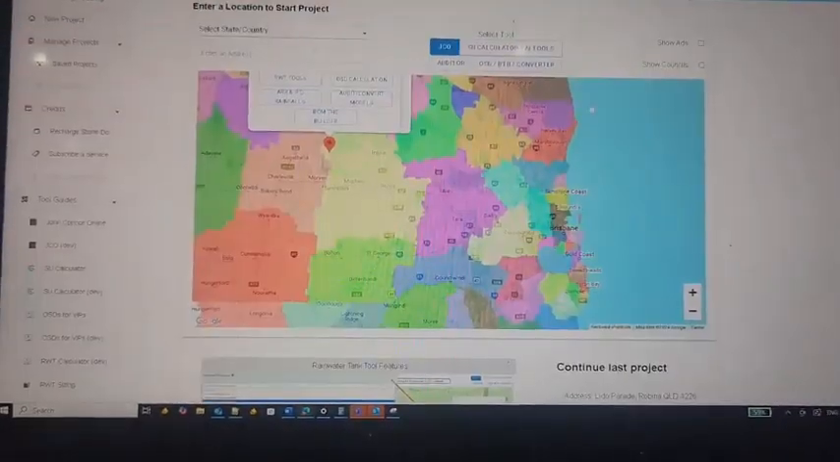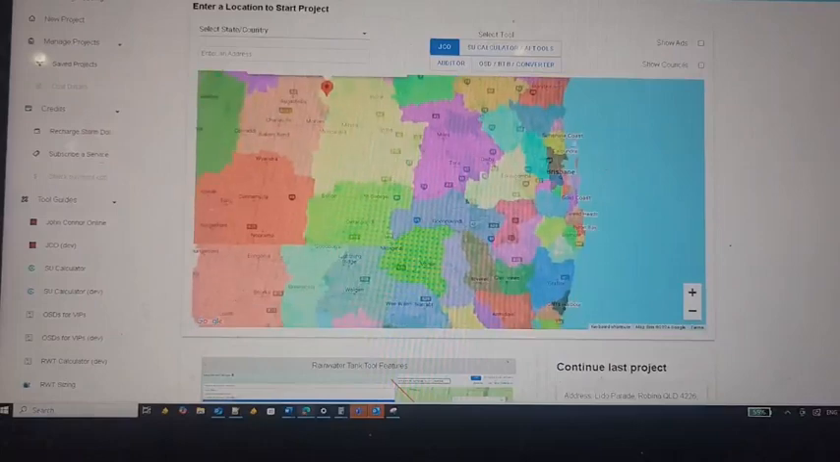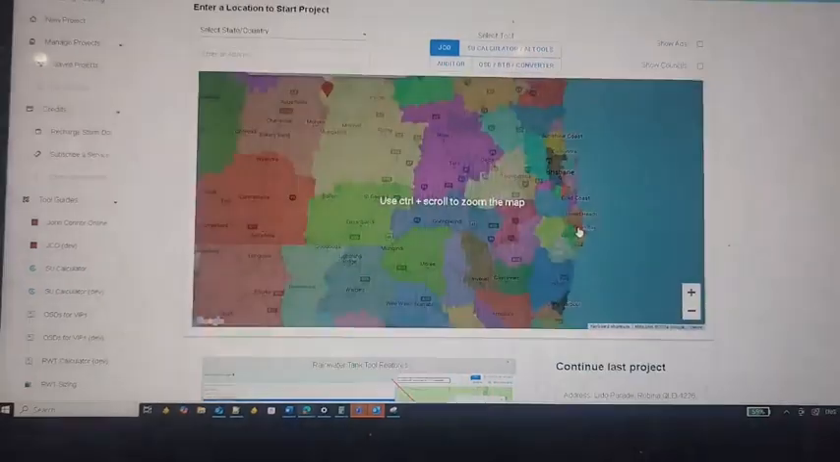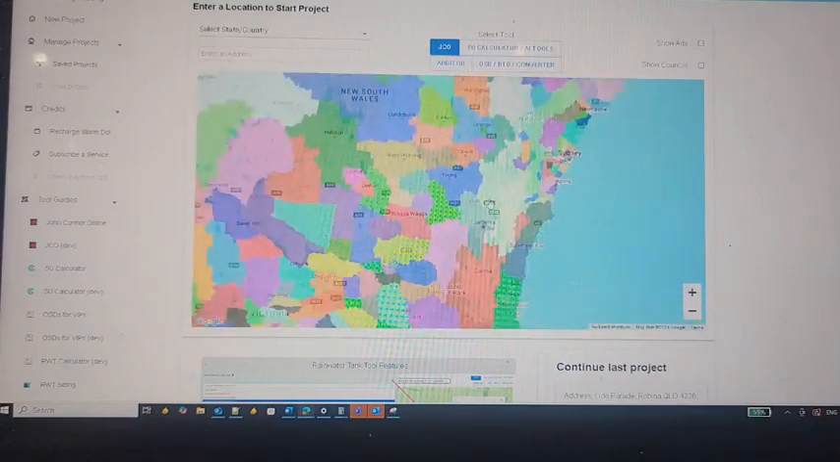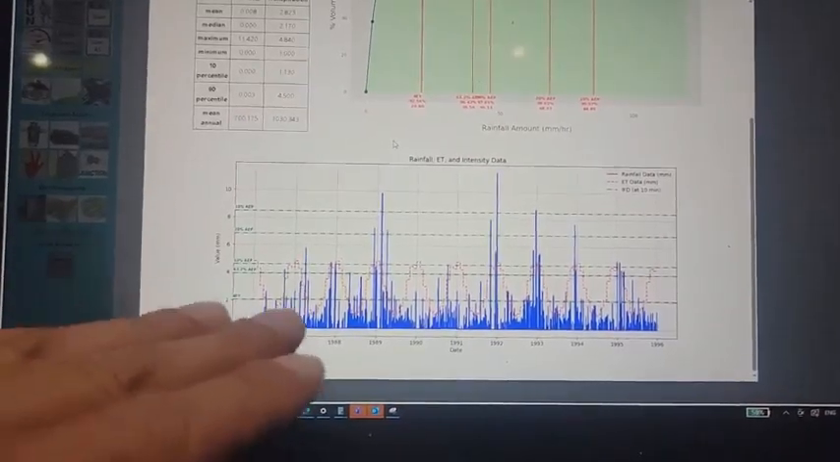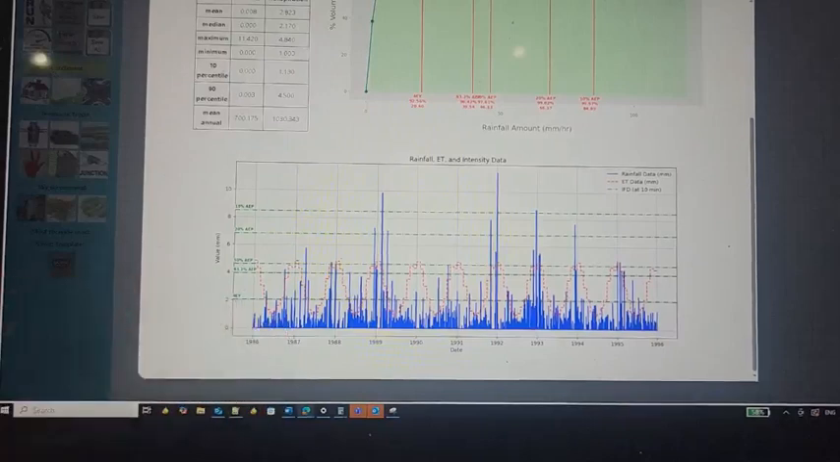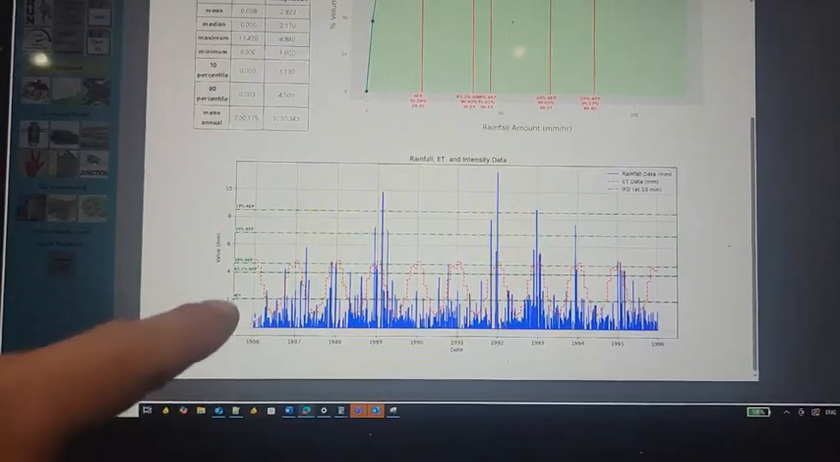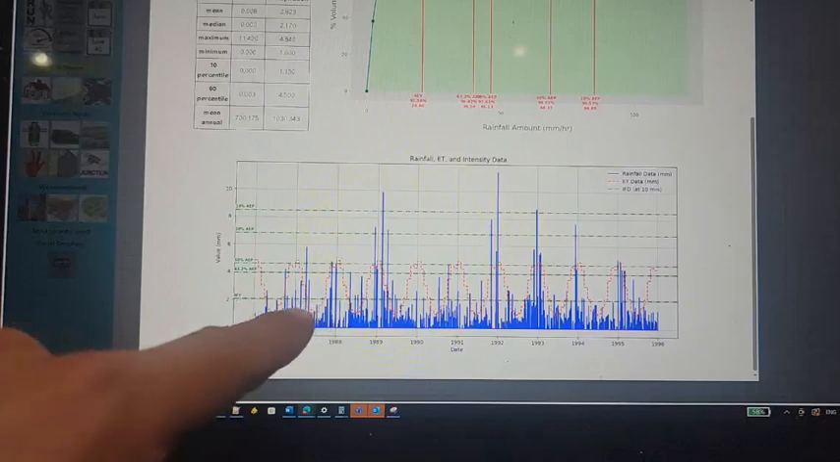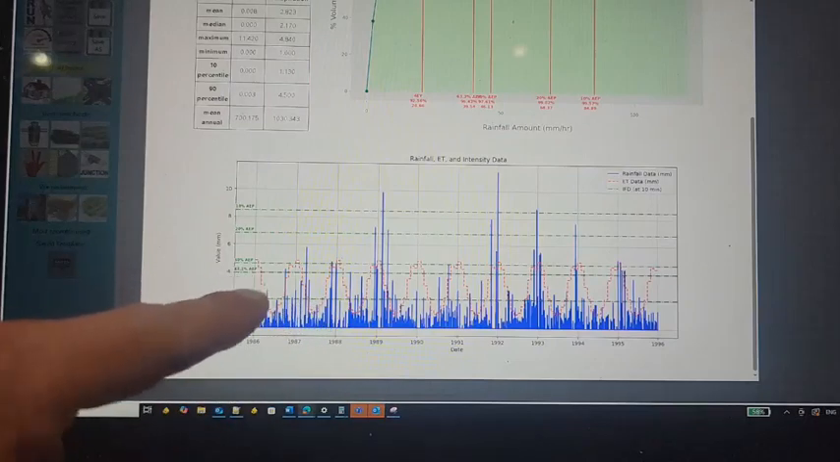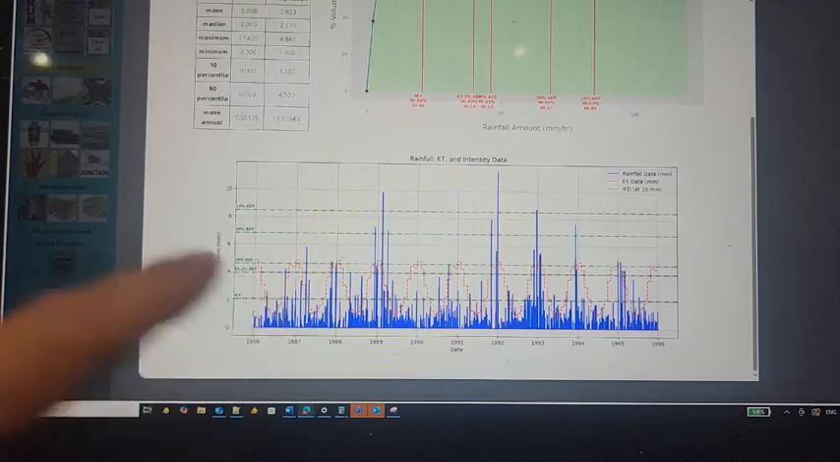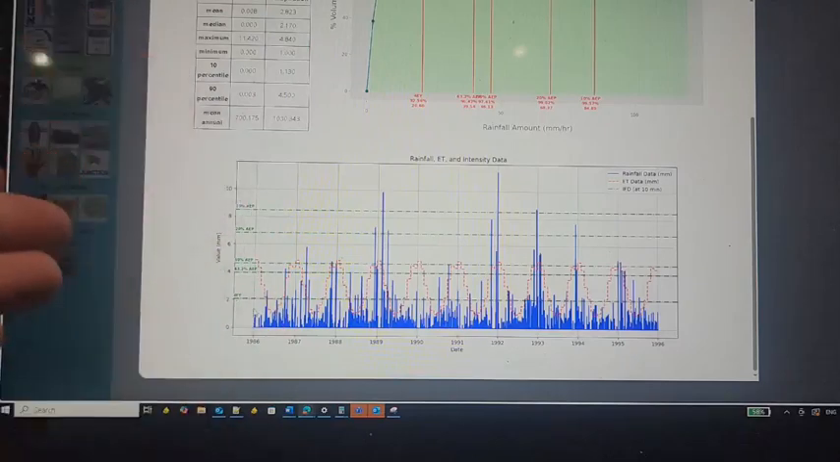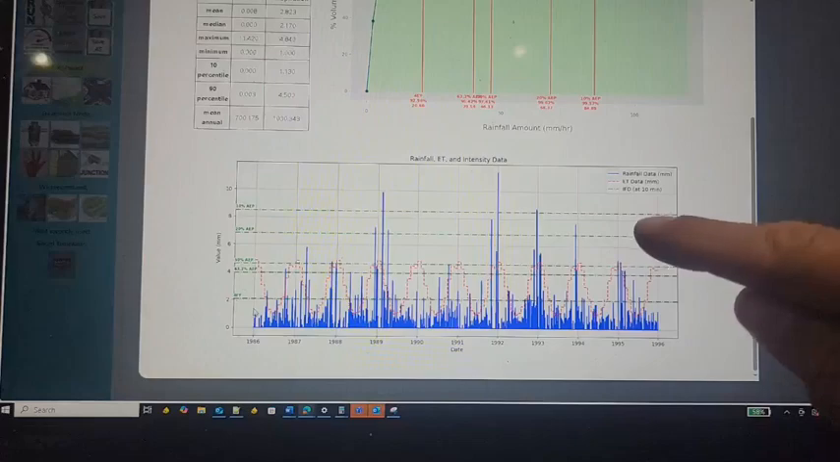You go to the Stormgate portal, and with the Stormgate portal, anywhere you click here, you're going to find the following. I clicked in Ballarat, and it shows me 4EY, which is 1 in 3 months rainfall, 63.2% AEP, which is kind of equivalent to 1 in 1 year, 50% AEP, which is kind of equivalent to 1 in 2 years, and then 1 in 5 years and 1 in 10 years.